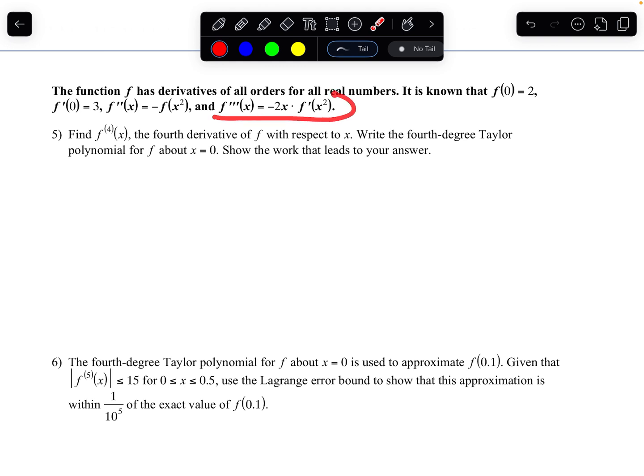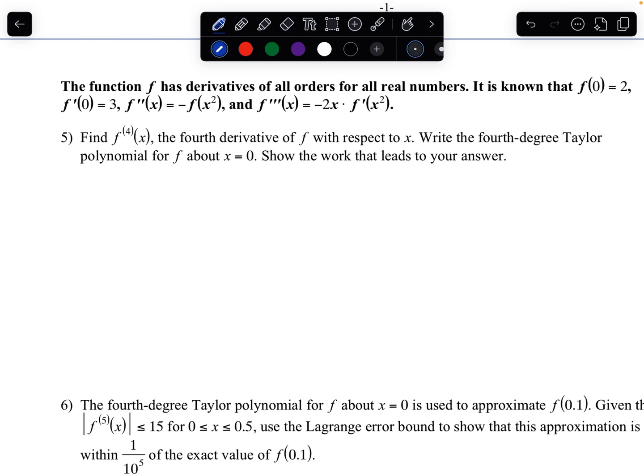So here's the third derivative. We're going to find the fourth derivative. So the fourth derivative of x is going to be equal to, well, notice that this is a product. And this is a composition. So we're going to need chain rule and product rule here. So let's start with the product rule because that's what dictates.